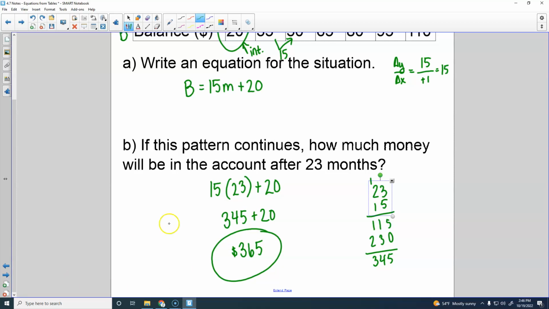So writing equations is helpful because you can make predictions about the future, right? Because you know that if you're going to keep putting $15 in this account every month, this is going to keep continuing on, and then you can make predictions about how much money you'll have in the future. So it's useful there.